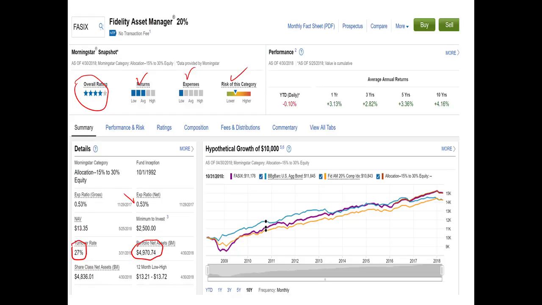So that's going to be about, let's see, 27% of 5 billion. So a shade under 1.5 billion in bonds and stocks get bought and sold by the fund managers in a typical year. If you wanted to buy one share of this mutual fund, it would cost you $13.35, but there's a minimum of $2,500 to invest. And we can see a map over time of how the mutual fund has performed relative to a few benchmarks.